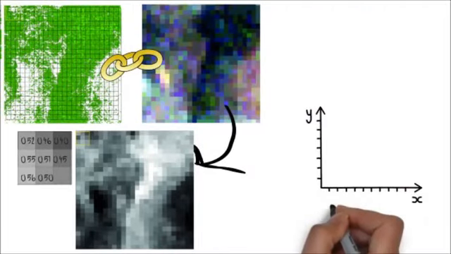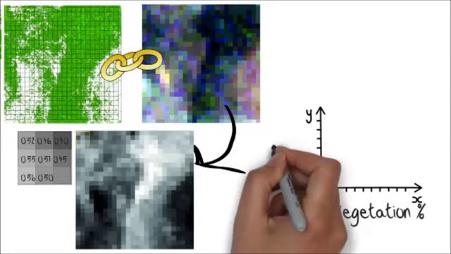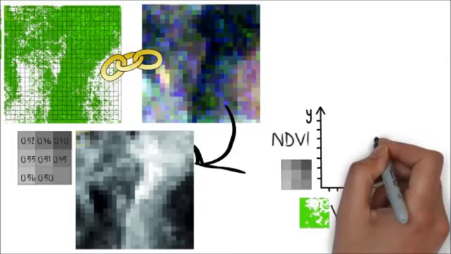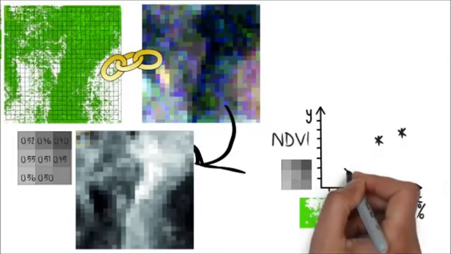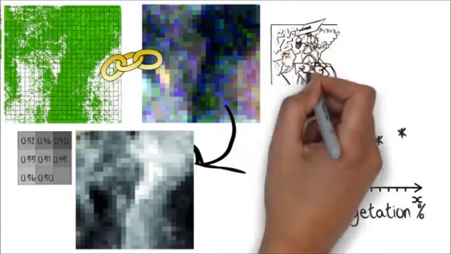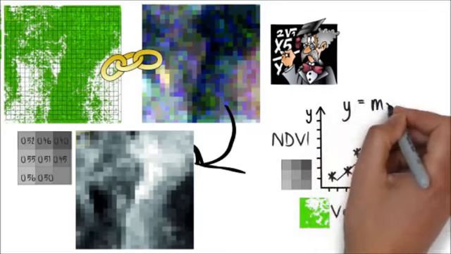We now correlate the NDVI that's contained within the lower spatial resolution image pixels with the percentage of vegetation determined using the higher spatial resolution classification. We develop a relationship between these two variables and reapply the equation back to the original lower resolution image.